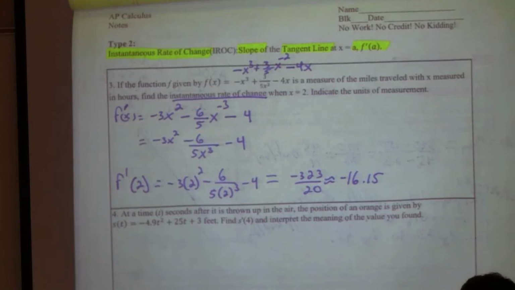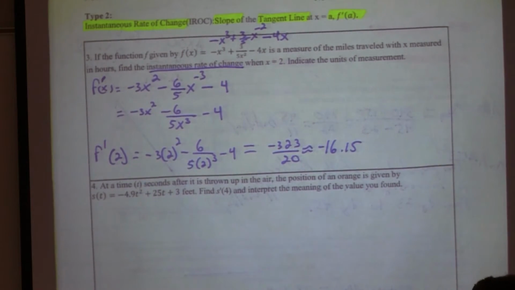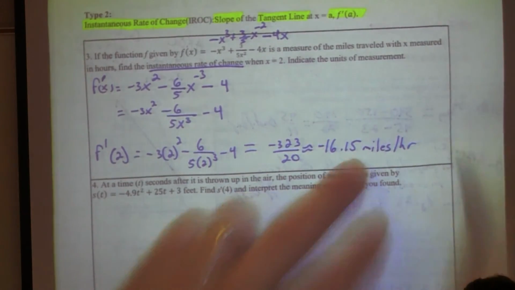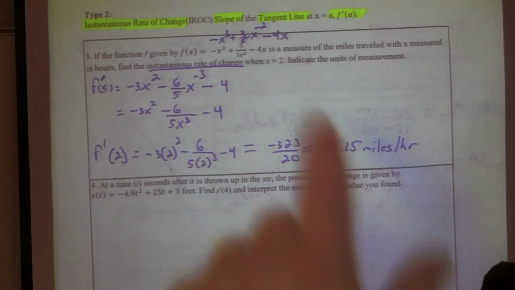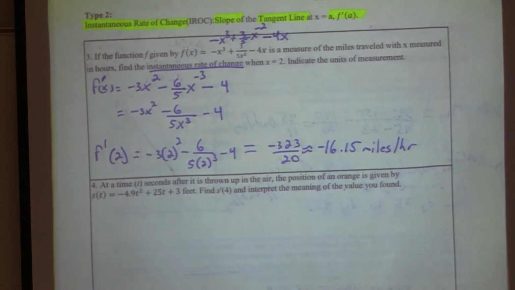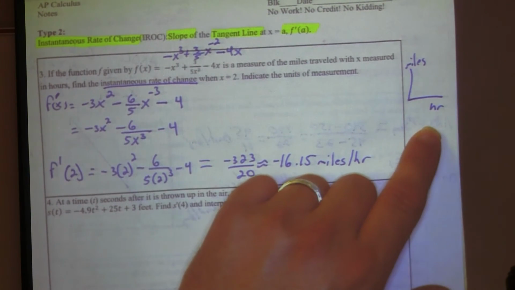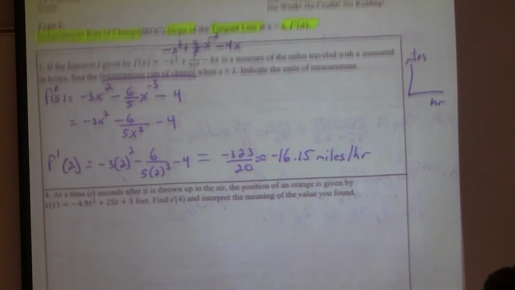Okay, so, indicate the units of measurement. So what would the units be? Miles per hour? I mean, it says miles. Sure. It's a rate, right? And what was the function talking about? Miles, right? So if we think on the graph, we're gonna have miles up here, and we're gonna have hours down here. So if I figure out the slope of a curve on that graph, it will be miles per hour. So we're good.